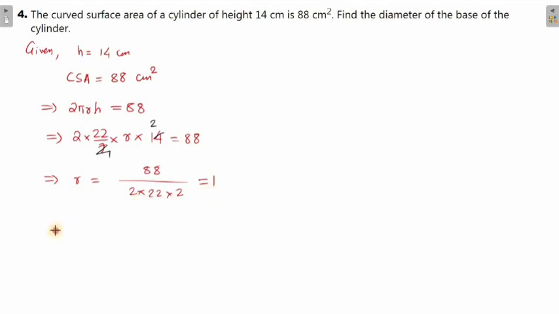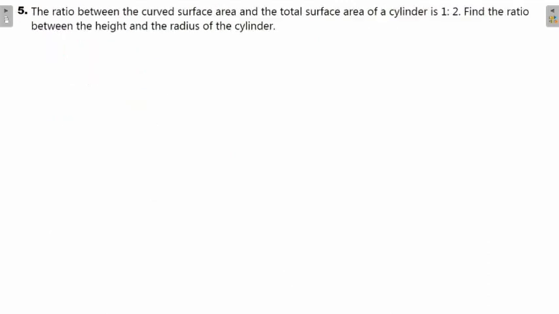So therefore, question is asking you diameter of the base, isn't it? So diameter of the base will be equals to, all of you know, it is 2r. Now 2 into r is 1. So this is equals to 2 into 1 is 2. And the unit that you are using here is centimeter. So the diameter of the base is 2 centimeter. Okay, pause the video and note down the solution. Let's have a look at the last question for the day.